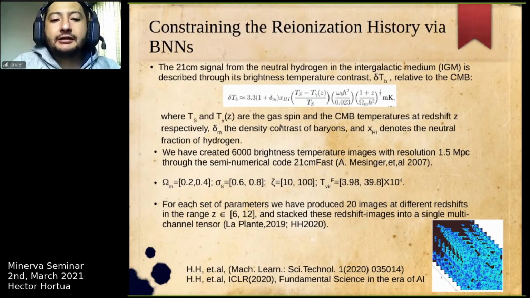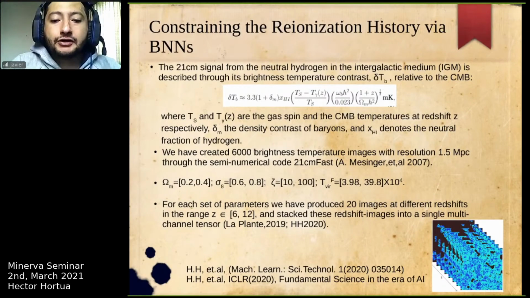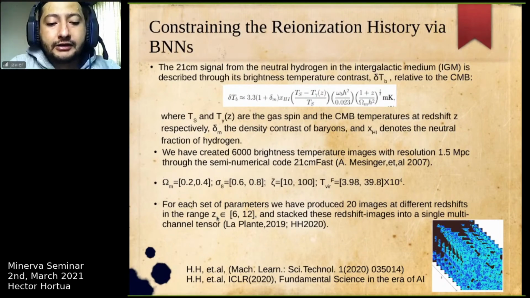So here the task was to generate some maps of the 21 centimeter signal, and from these maps train the network so that the network can predict the parameters associated with these maps. Here I use 21cmFAST for creating these maps, and I evaluate 4 parameters, which correspond to omega m and sigma 8 from the cosmological part, and the other two correspond to the astrophysical part. I also create different maps varying these 4 parameters, and I created these maps in the redshift range between 6 and 12.